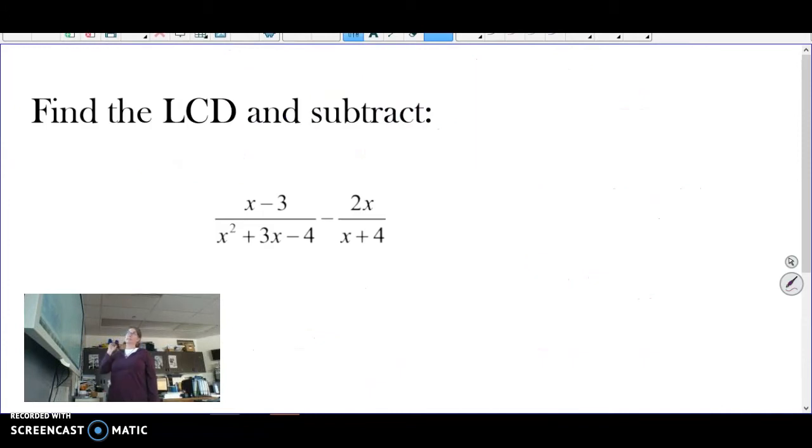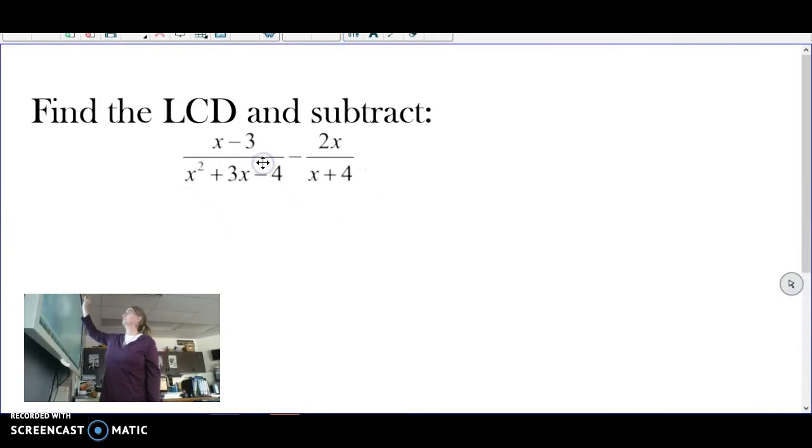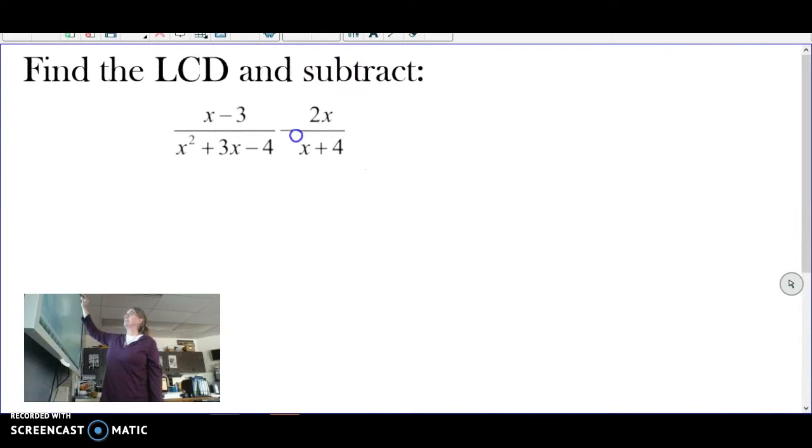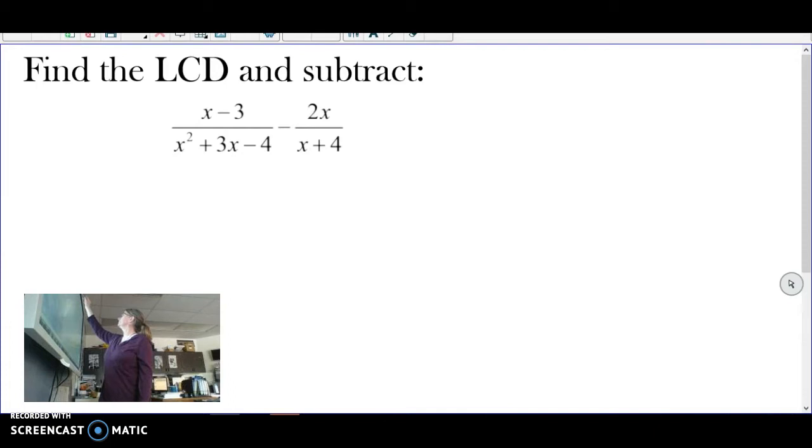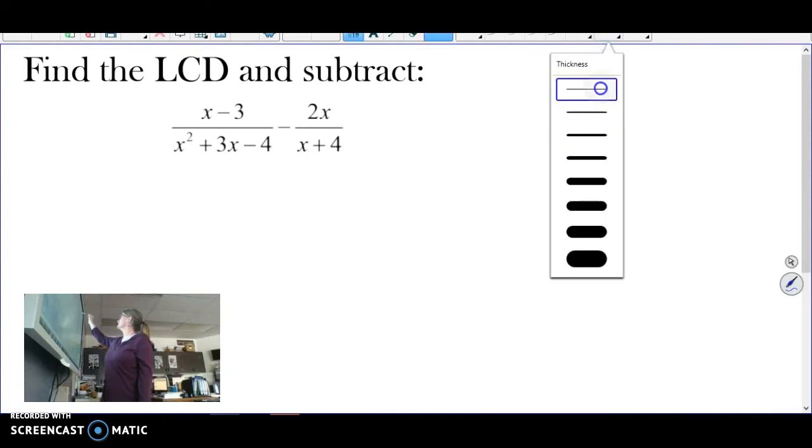Another example, and this time I'm going to be subtracting two fractions. Again, if you're subtracting, you still need to find the least common denominator, and then you subtract the numerators. You have to be careful that you subtract the entire second numerator from the first one, and I'll go over that in more detail in a bit.